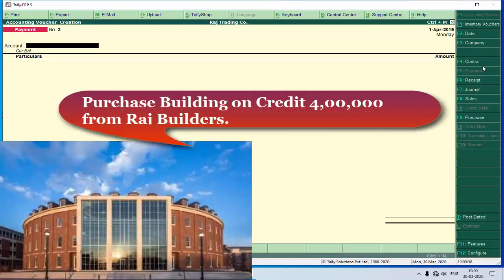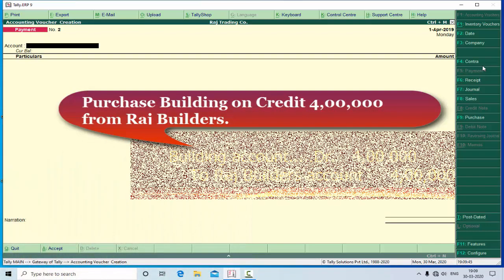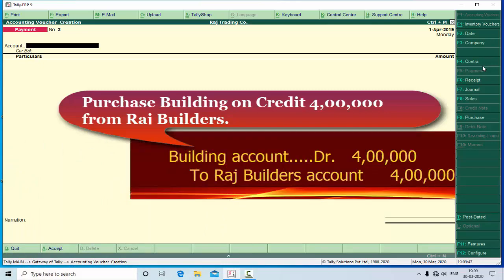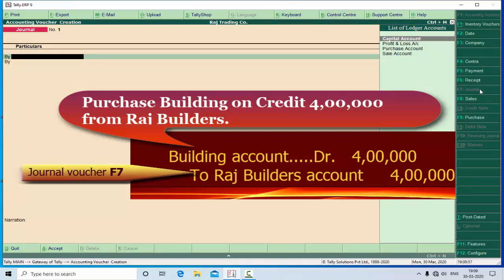And the next entry is purchase of goods. Purchase building on credit, 4 lakh from Raj Builders. On credit, the entry will be building account debit to Raj Builders, and that entry will be recorded in the journal voucher. Any entry in which there is no cash receipt, no cash payment, no sale of goods, no purchase of goods.